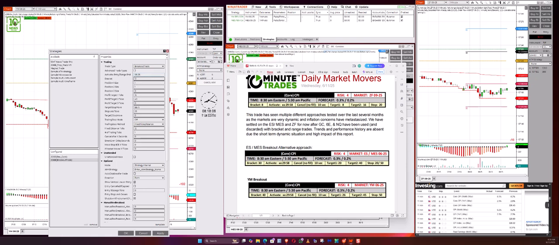The bracket is 40. And you can use targets of anywhere between 20 and, believe it or not, we've had 300 tick moves in March on this report. I would not be greedy on this type of a report.